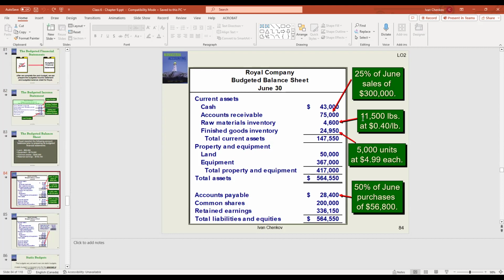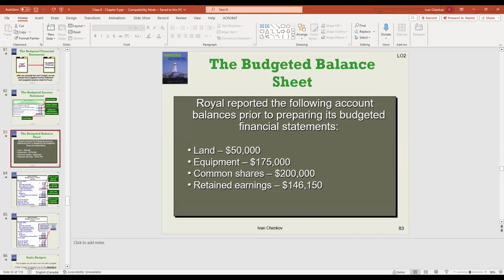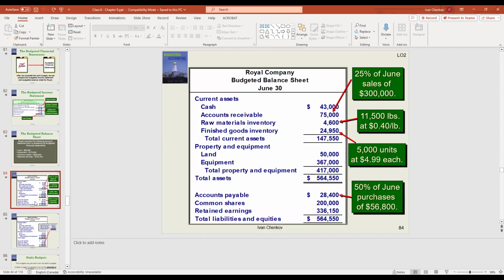40 cents per pound, we have our raw material inventory. Finished goods inventory, we already calculated 5,000 units for 99. Then we're gonna add the land, equipment, beginning balance of the equipment, plus the 2 equipments that we purchase. And we're gonna get the assets. Accounts payable, if you remember, the accounts payable was 50% of the purchases that we made in June.